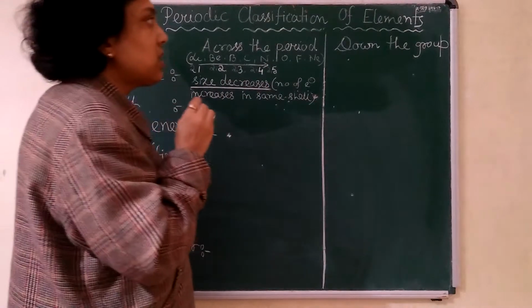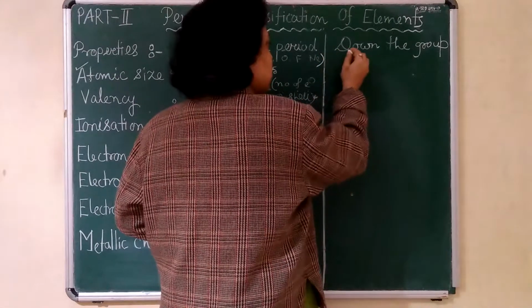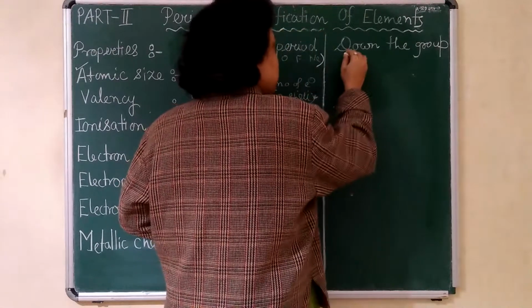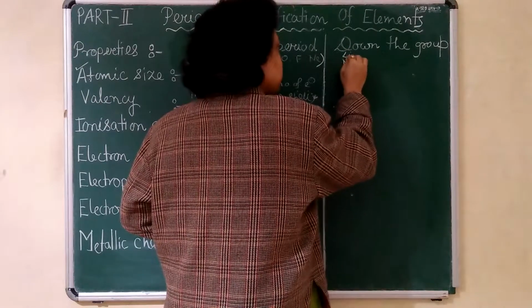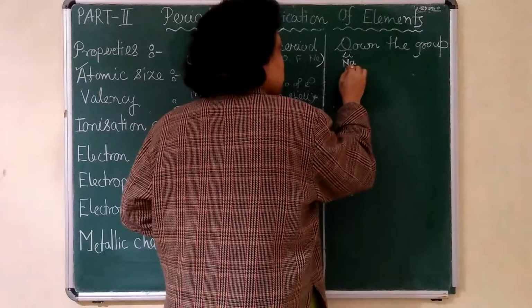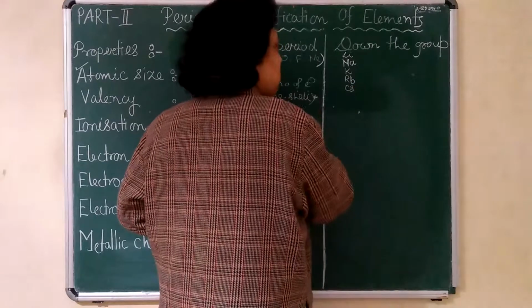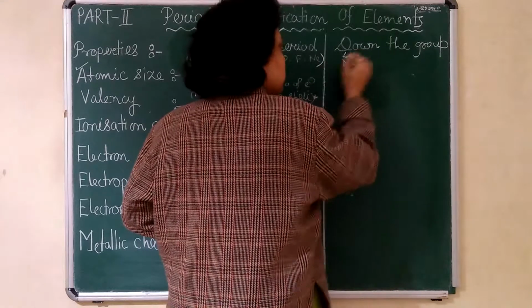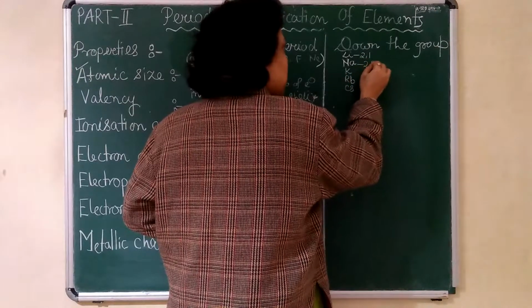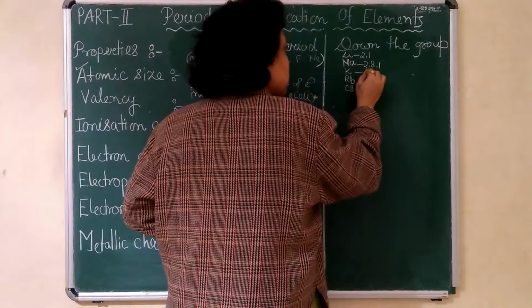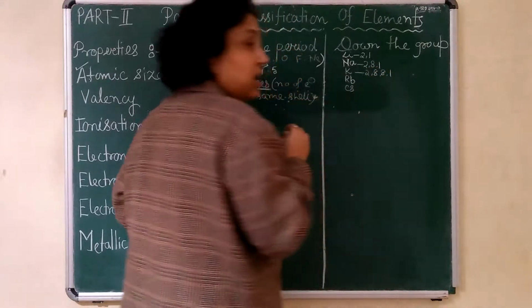Okay, now let's see what will happen down the group. Down the group means what? Which are the elements? In the first group, lithium, sodium, then potassium, rubidium and cesium. Okay, what have we seen? Lithium is 2, 1, sodium 2, 8, 1, potassium 2, 8, 8, 1.